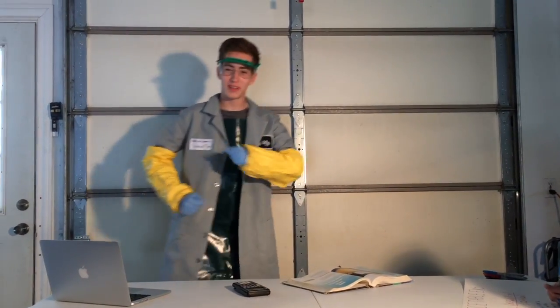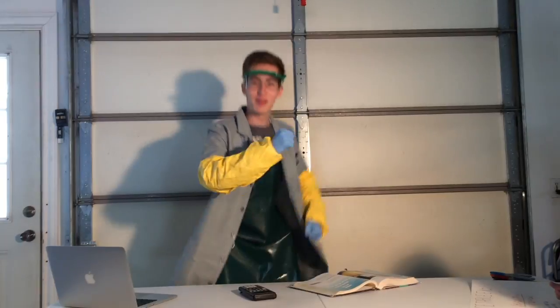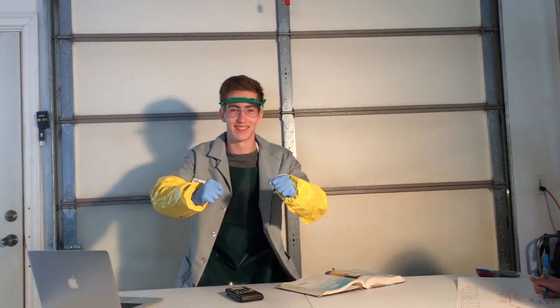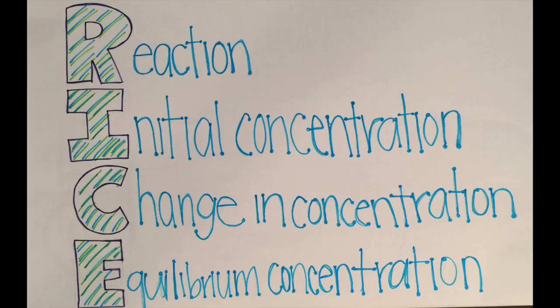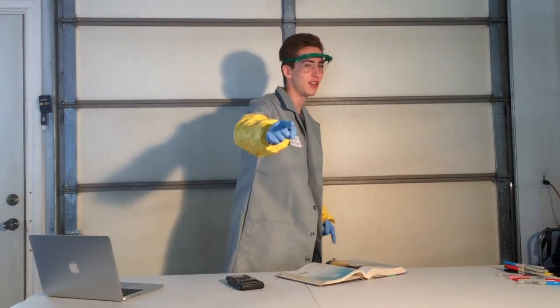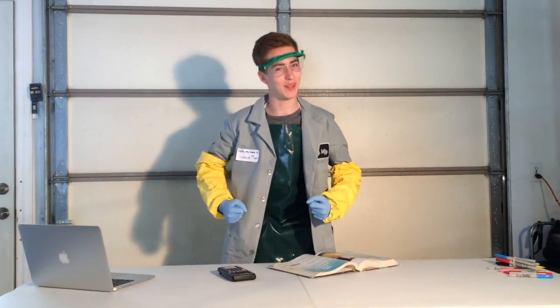And now we take this information and apply it to ICE tables. ICE tables are a way of organizing what we've learned so far, where R is the reaction, I is the initial concentration, C is the change in concentration, and E is the equilibrium concentration, which is what we want to learn. Let's do, you guessed it, an example.